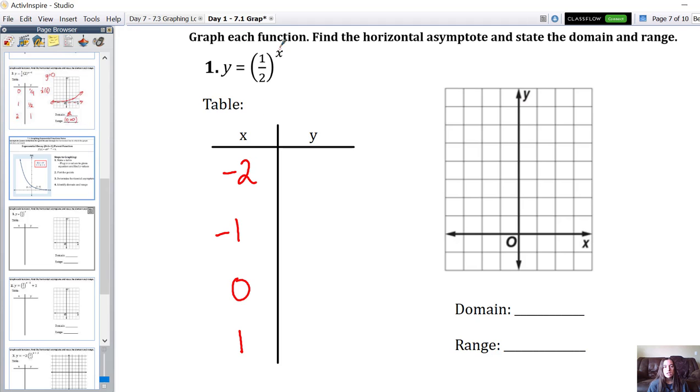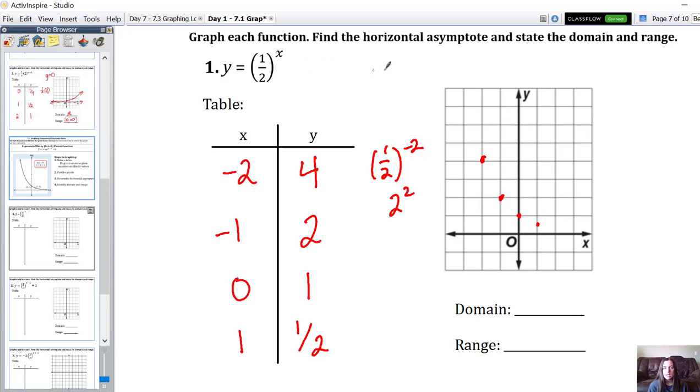When I evaluate this at an x value of -2, I have 1/2 to the -2, which is the same as 2 squared, which is 4. Then 1/2 to the -1 is 2, 1/2 to the 0 is 1, and 1/2 to the 1 is 1/2, or 0.5. Plotting our points, we have -2, up 1, 2, 3, 4. Then we have -1, 2, 0, 1, and 1, 1/2.